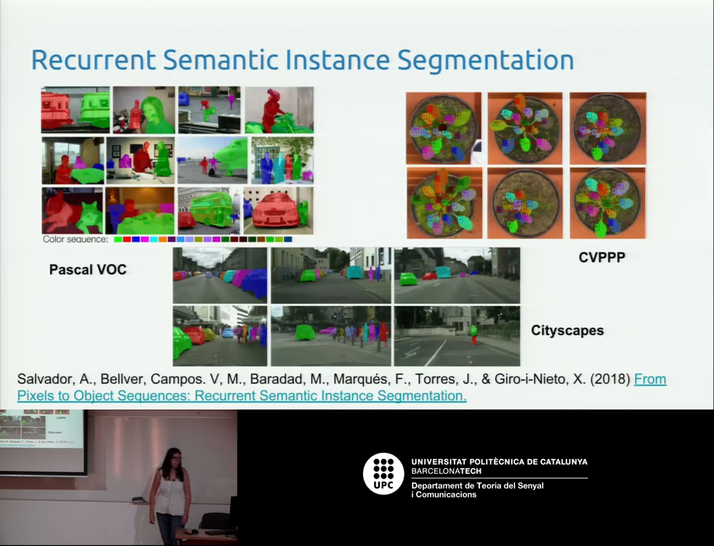So here you can see some results of this recurrent method. We tested this on three different datasets. This is the one that I showed you before, of leaves. But our difference is that we are also able to distinguish between instances of different class categories. And you can see here it's Pascal and Cityscapes, which is a dataset of urban scenes.